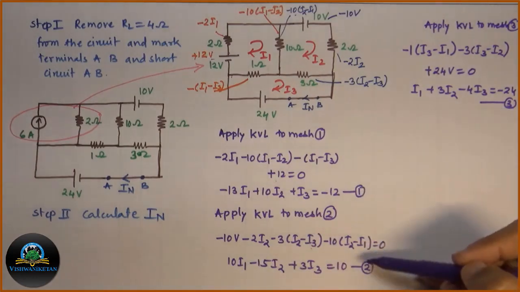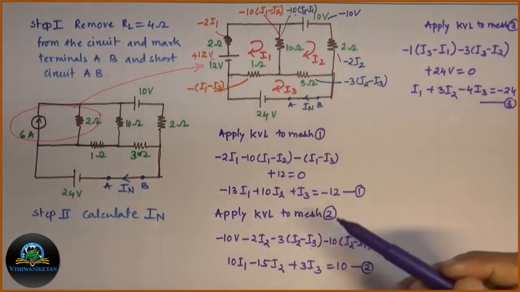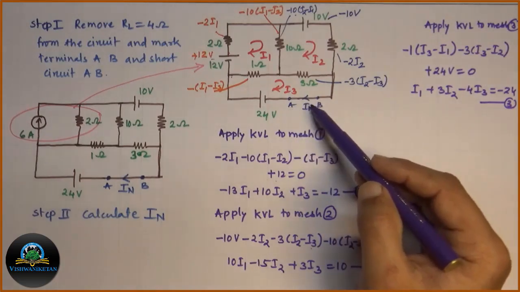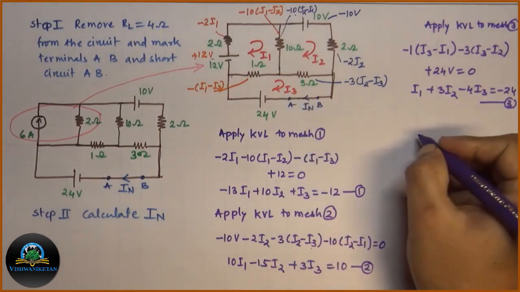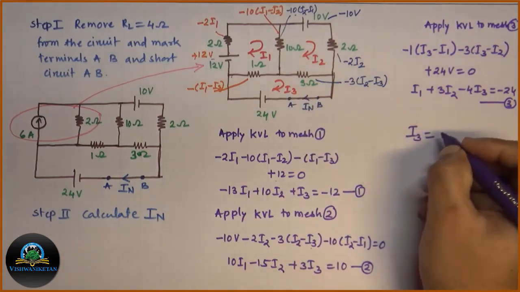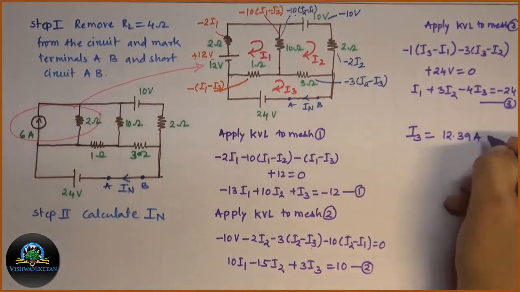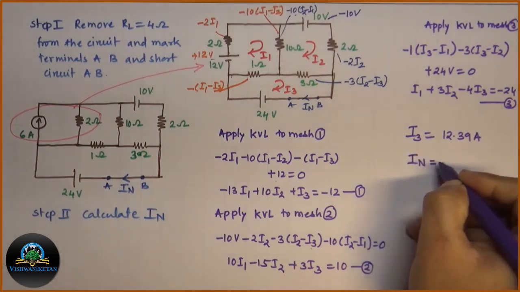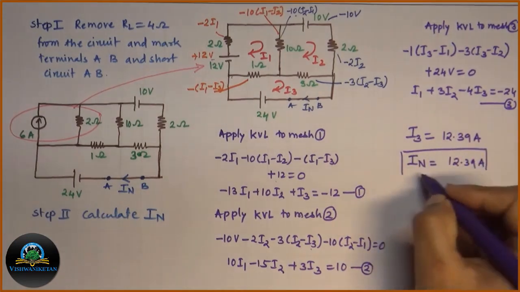By solving these 3 equations of mesh 1, 2 and 3, we will get the values of I1, I2, I3. As we are interested in calculating the current through AB, and the current through short-circuited AB is I3, we will finally calculate I3 from the equations and we get I3 as 12.39. Hence our IN is 12.39 ampere.